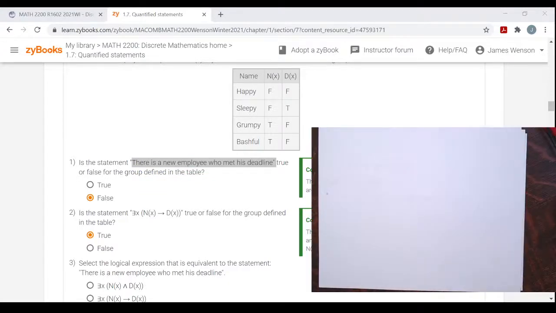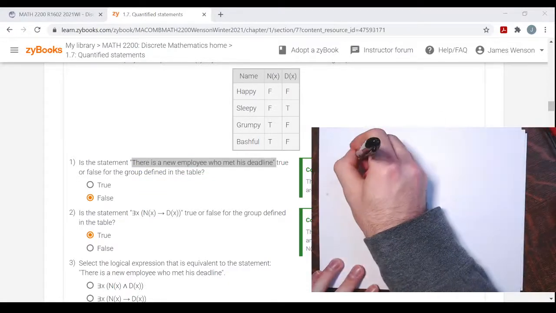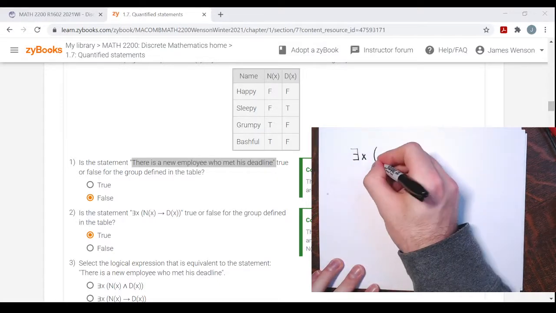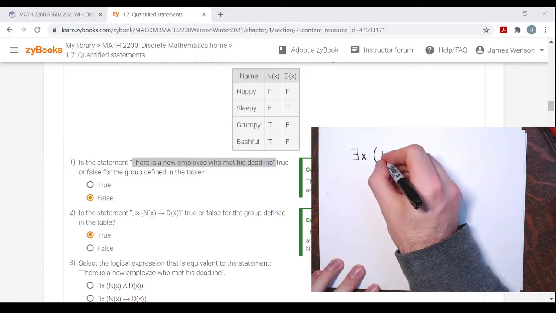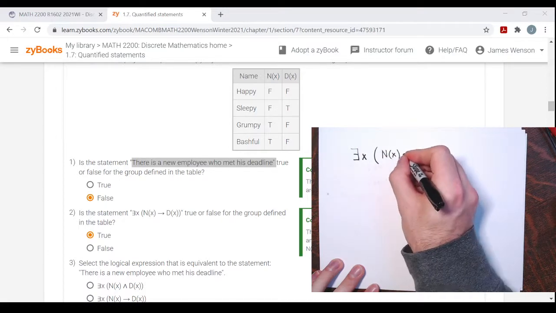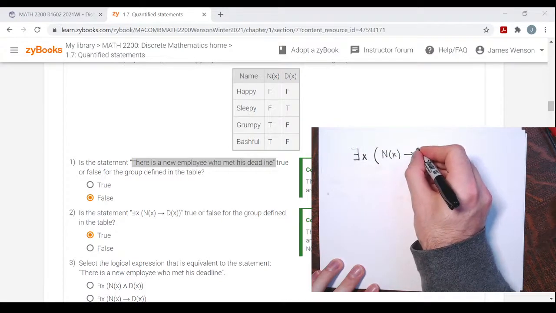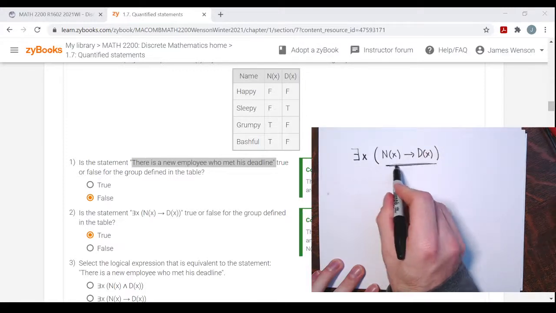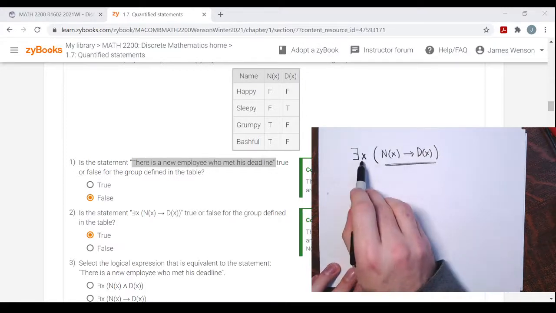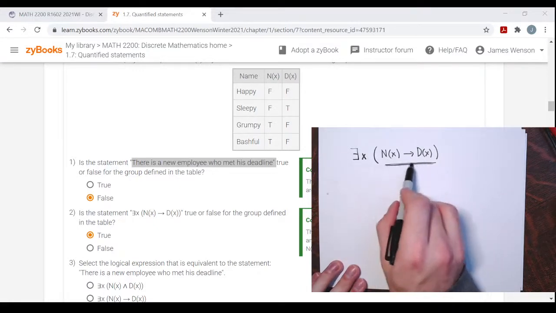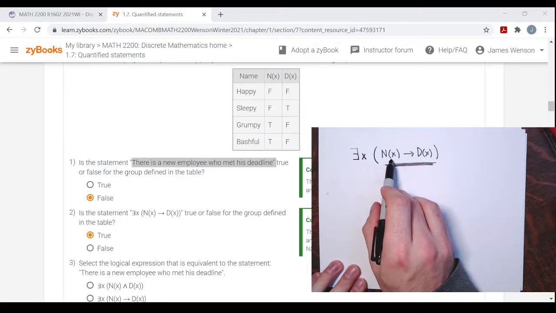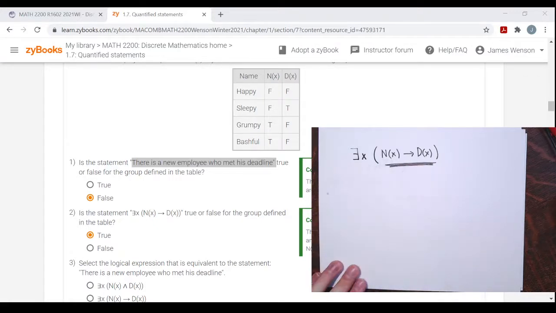Okay, so again, the statement here is, there is an employee that satisfies the following statement, that makes the following statement true, that N of X implies D of X. Yeah, then I'll go through the list of employees, right, and see if we can find just one. All we need to do is find just one that makes this statement a true implication. And it would be true for happy. I wasn't focusing. I'm sorry.